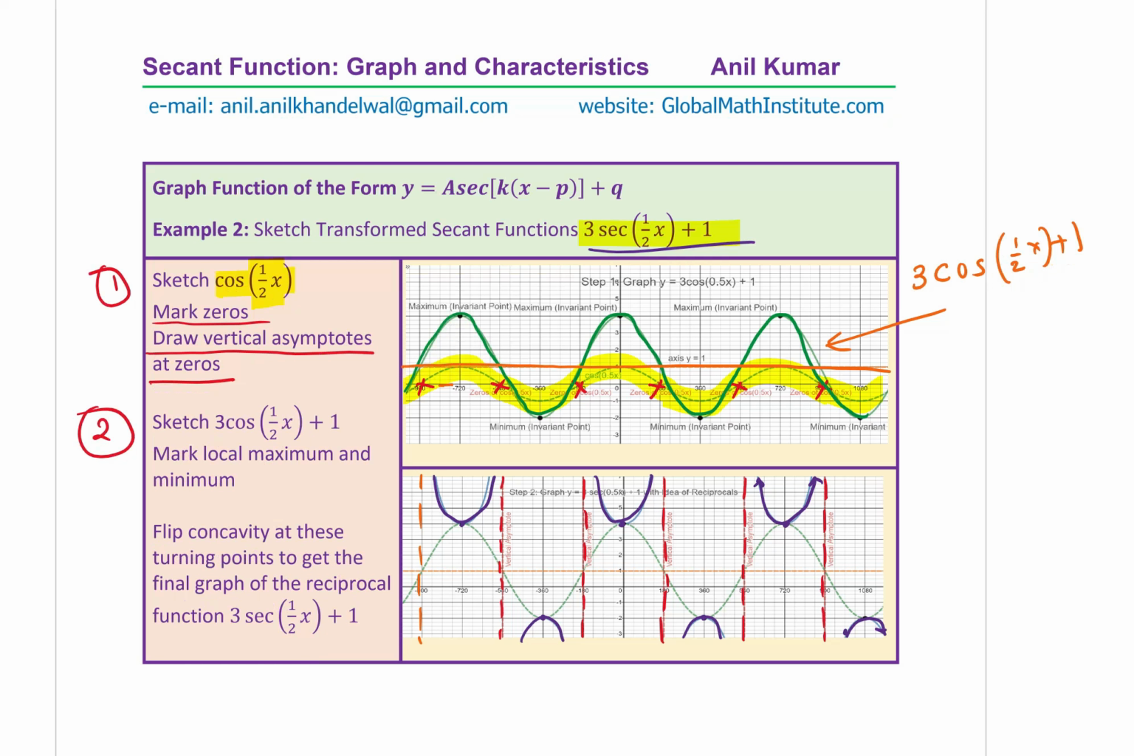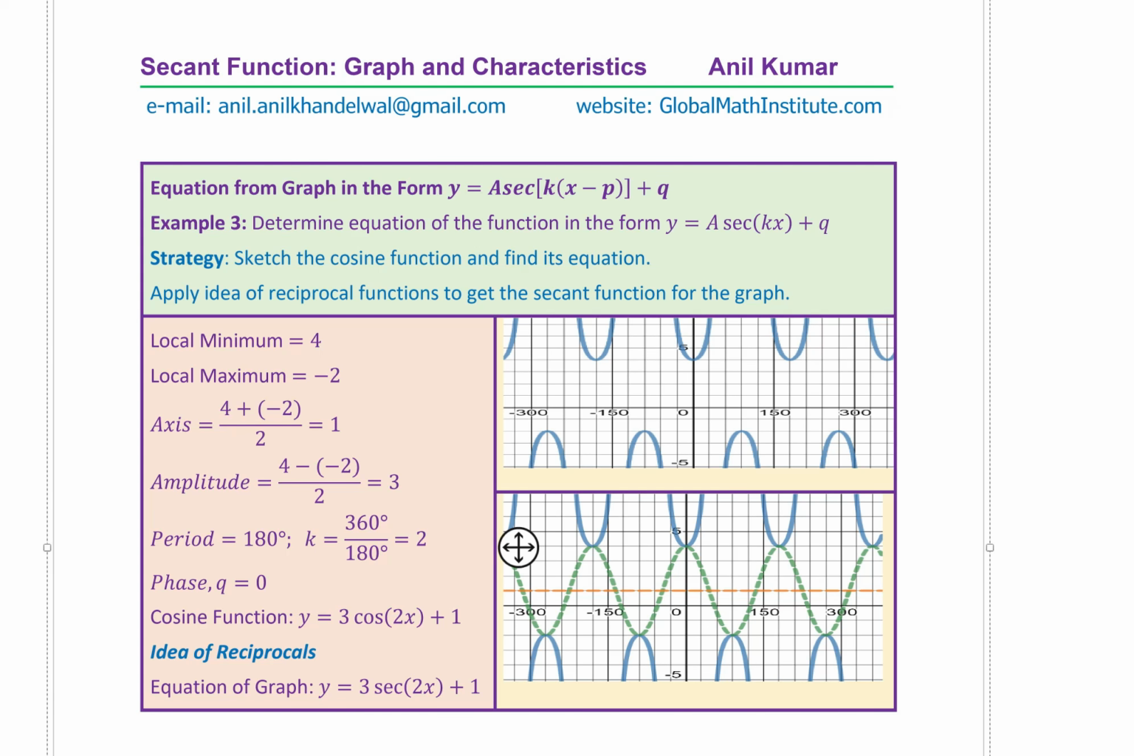Now let's take one more example. Now here in this example, what are we going to do? Well, here we will find the equation from the graph. So now the idea is find the equation from the graph, and the equation will be of a general form. So let's try to do it. We expect the equation to be a secant kx plus q.